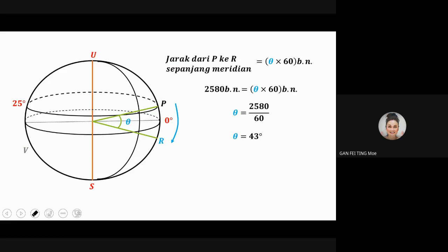Don't forget that P is 25 degree north. Now, the total angle for theta is 43. So what do you need to do? 43, take away your 25. Then you get your answer as 18 degree south. That will be the answer. This will be very simple if you understand, but it will be very difficult if you don't really understand what the formula is representing.